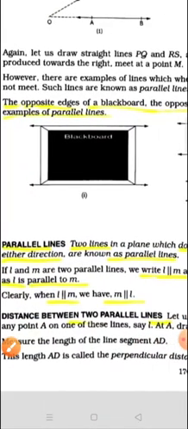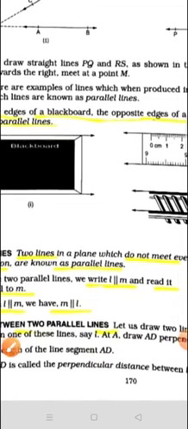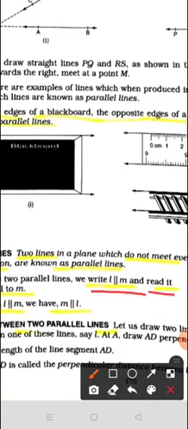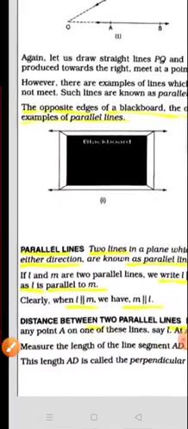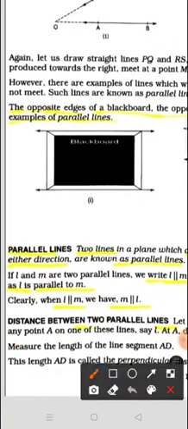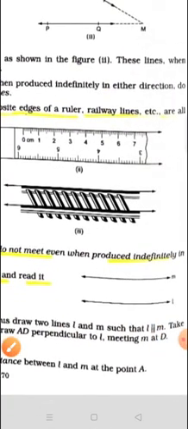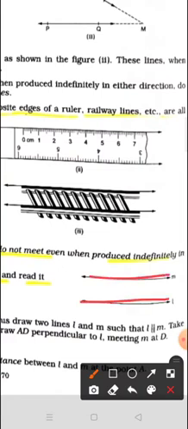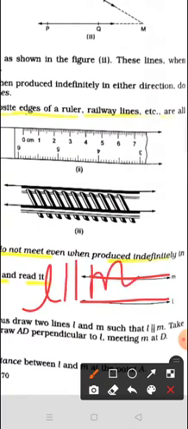If L and M are two parallel lines, we write L parallel to M and read it as L is parallel to M. So L is parallel to M or M is parallel to L. Both are correct. Here you've seen in the figure, these two lines L and M are parallel, and you have to write L, symbol of parallel, M, and read it as L is parallel to M. Or you can write M is parallel to L, which is also correct.